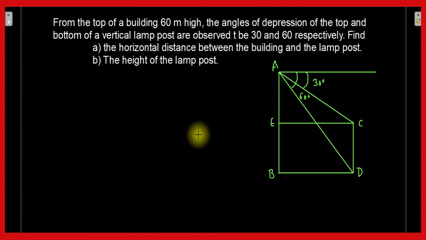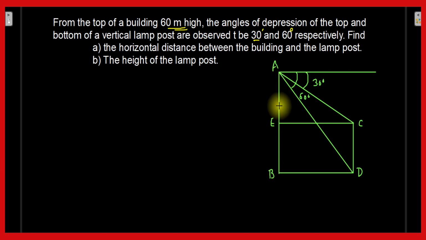The question is on the screen. From the top of a building 60-meter high, the angles of depression of the top and the bottom of a vertical lamp post are observed to be 30 degrees and 60 degrees respectively. Find the horizontal distance between the building and the lamp post and the height of the lamp post.